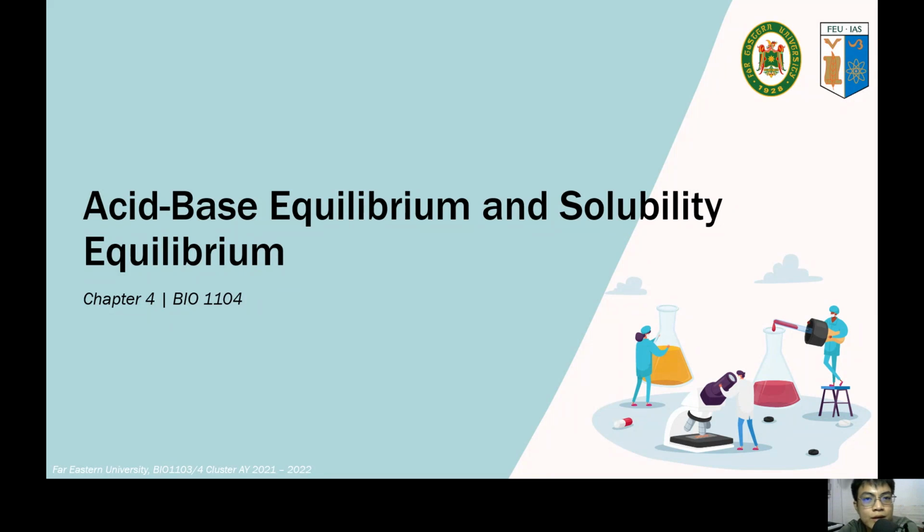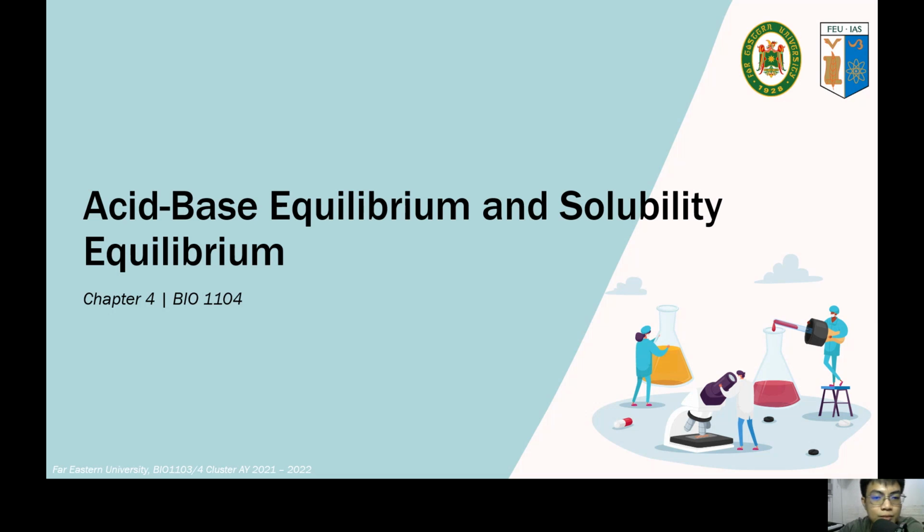Okay, so hello guys. This is the second part of chapter 4 in the laboratory class. This is just a continuation of the acid-base equilibrium and solubility equilibrium. So tutuloy lang natin kung ano yung naiwan last time.